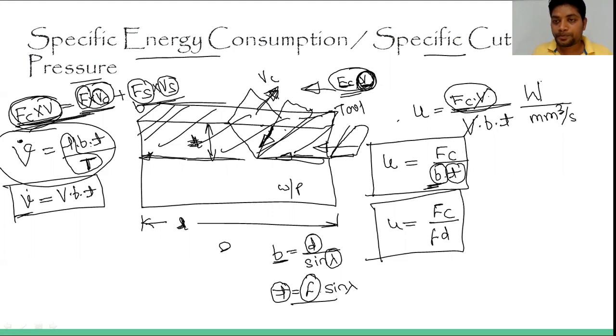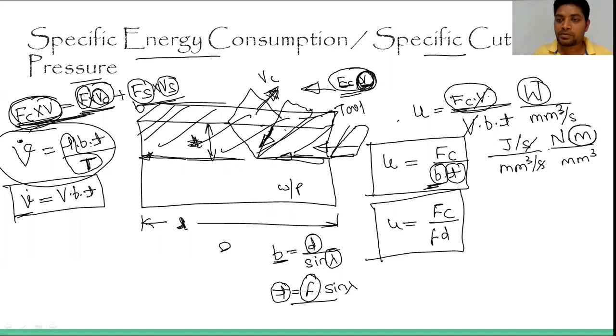Now this watt, watt is joule per second. So that will be again mm cube per second, so this will cancel out. Now this joule is basically the work done or the energy consumption. So this will be equal to newton into meter, so this will become mm cube.